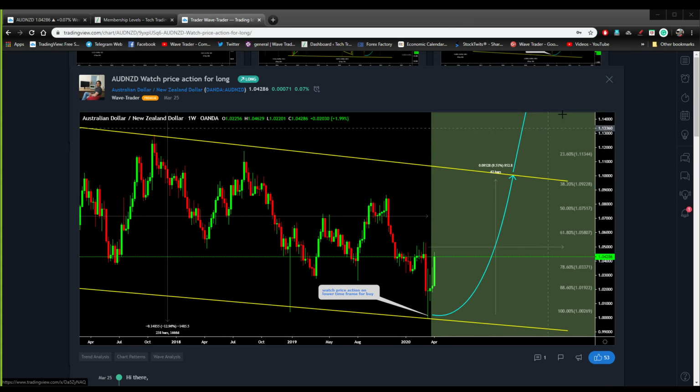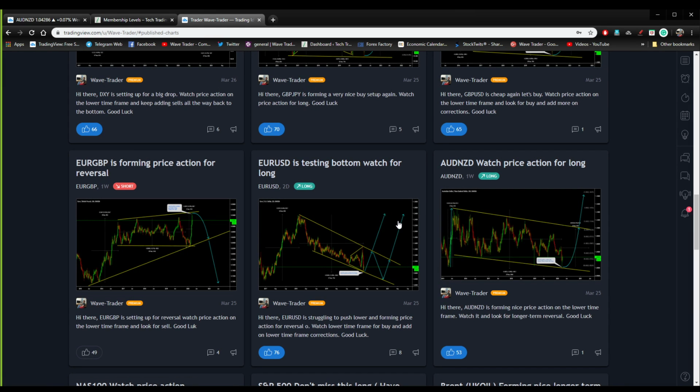Why was that the best chart? Because we were having a crash, and everything was just going down. Australian dollar is a stronger currency compared to the New Zealand dollar, so it should not go beyond 1. Also their economy is much bigger than New Zealand's, so it was very unlikely that the New Zealand dollar would cross below 1 against the Australian dollar. So that was the best opportunity to watch.